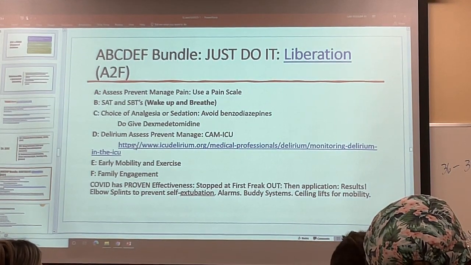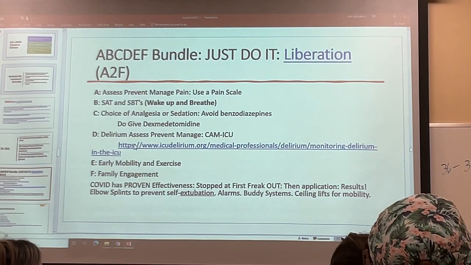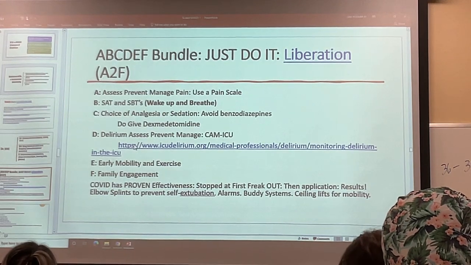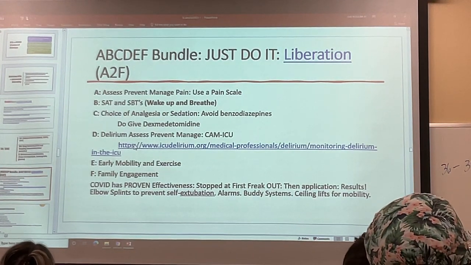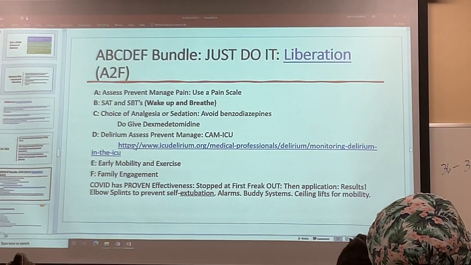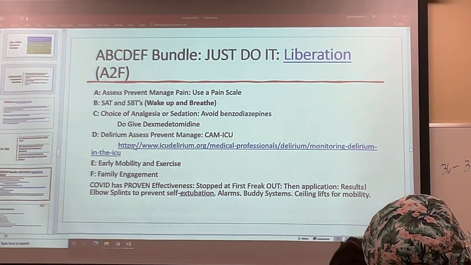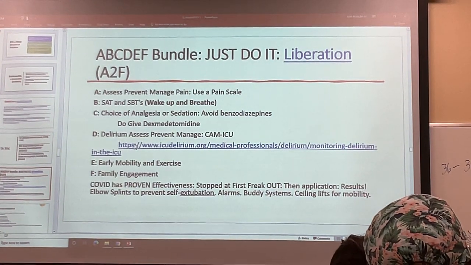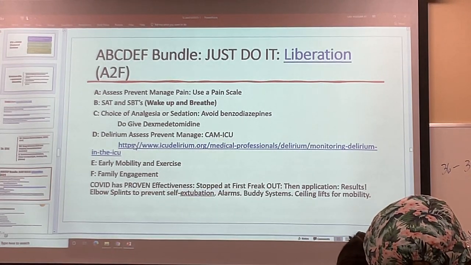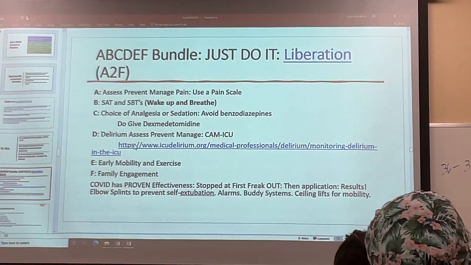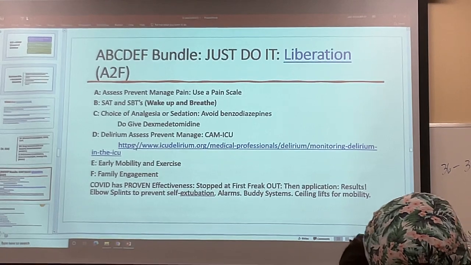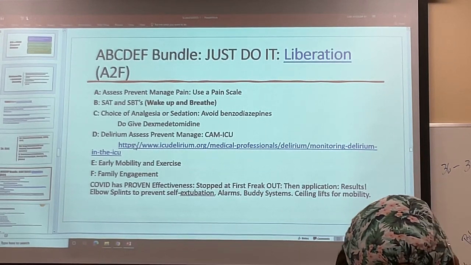And then we need to make sure that they're getting a good choice of analgesia or sedation. We love dexmedetomidine, Precedex, you've probably seen that in the unit. I love it. It's associated with low delirium. Propofol too, we're seeing propofol is pretty good too. But what are we going to avoid? Benzodiazepines. If you see that on a test question, just say no, because it causes delirium. And then we're going to do a delirium assessment every day in the unit.